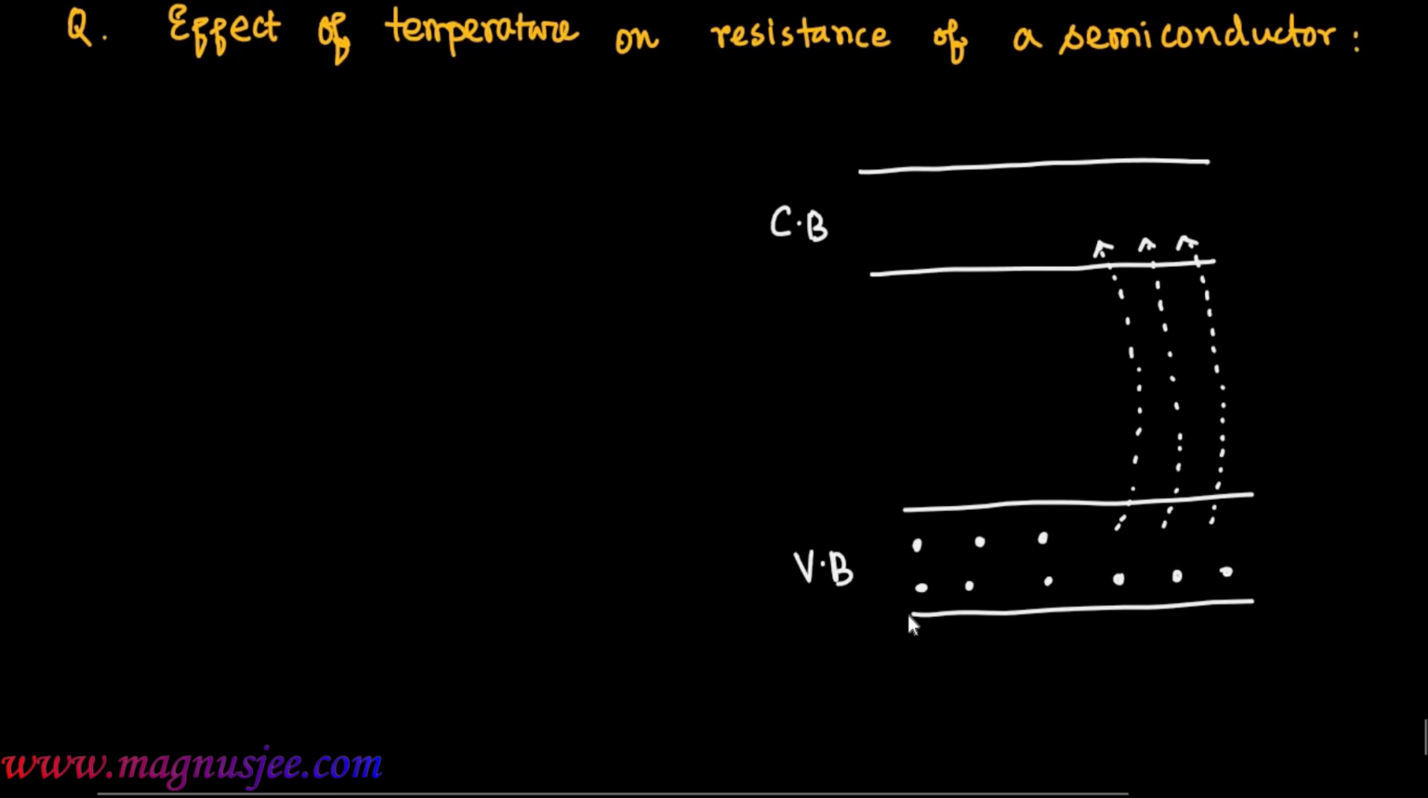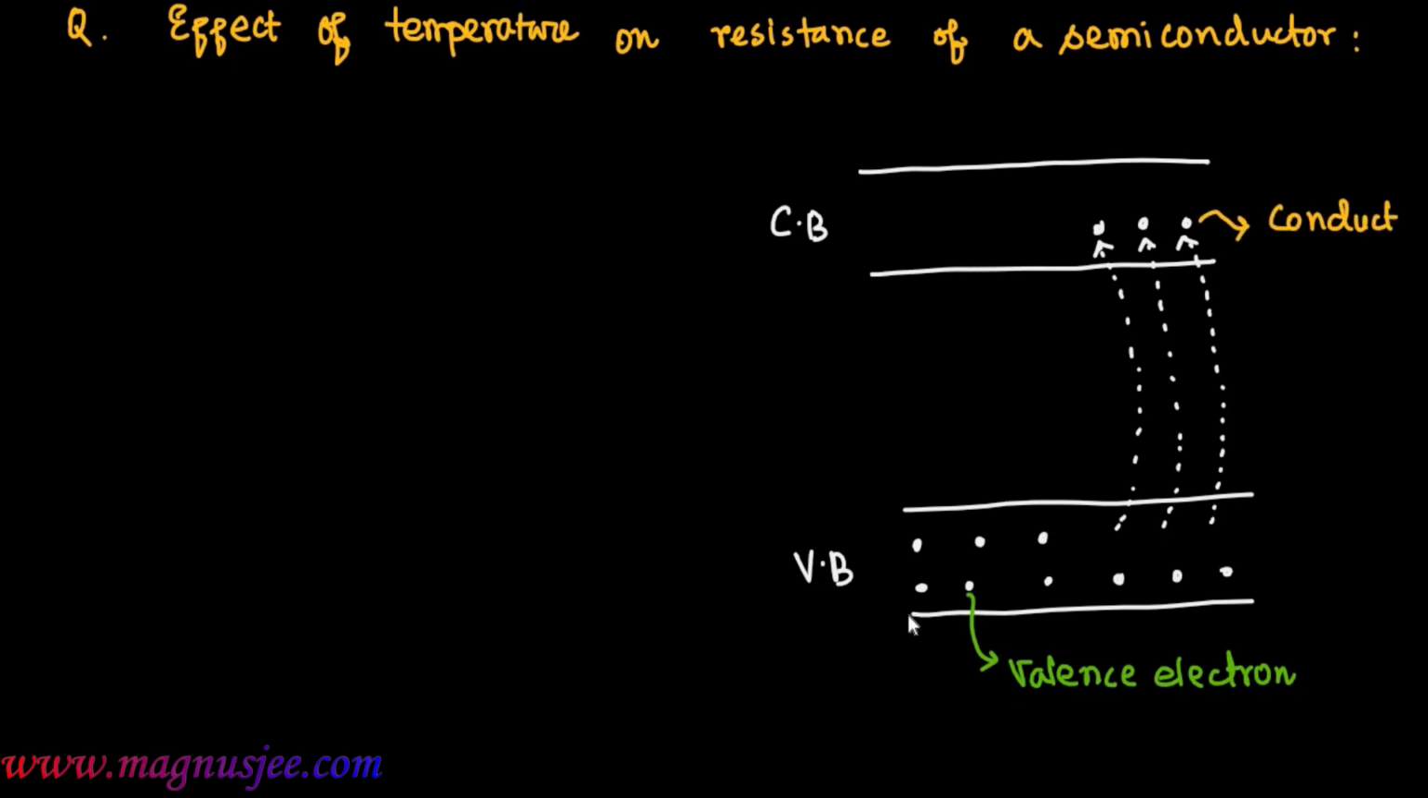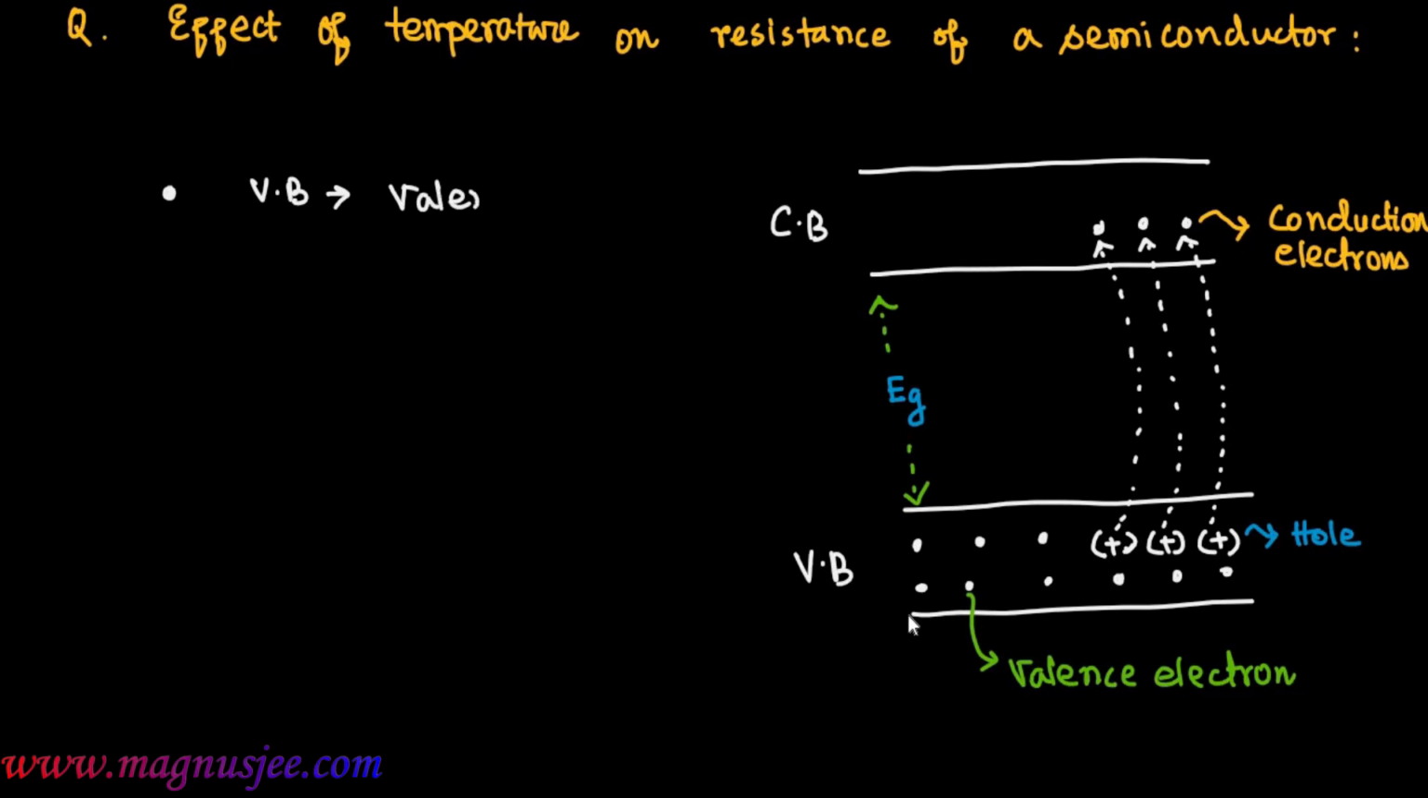Electrons will travel from the valence band to the conduction band. These are valence electrons in the valence band of the semiconductor, and the electrons which jump to the conduction band are known as conduction electrons. The empty space of positive charge in the valence band, from which valence electrons travel to the conduction band, is known as a hole, and the energy gap between the conduction band and valence band is the forbidden energy gap Eg.